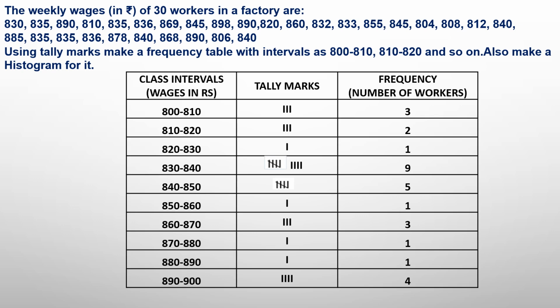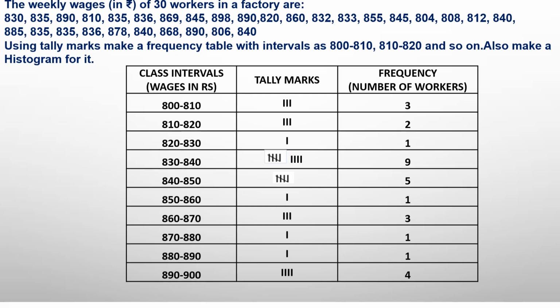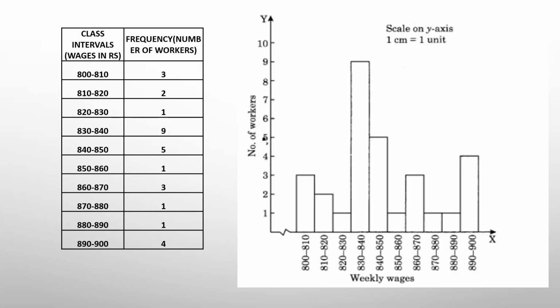Now we will make the frequency distribution table for the given data with class intervals, tally marks, and frequency as 3 columns. Based on this frequency table, we will make a histogram. Since we have been given the class intervals, the bars will be joined to each other and we will get the histogram. The scale taken is 1 centimeter is equal to 1 worker.